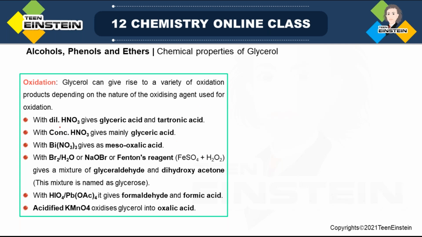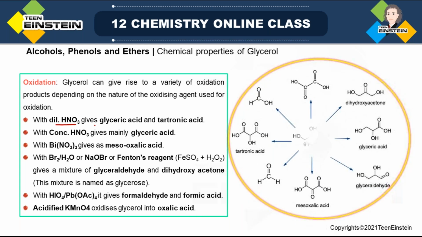When it is dilute HNO3, nitric acid, you will get from glycerol a mixture of glyceric acid and tartronic acid. So you can see this is glyceric acid, where 2 OH groups are intact and only the last CH2OH is converted to CO2H. And what is tartronic acid? The middle OH is intact, but the two terminal CH2OH groups are converted to CO2H. Okay. If it is concentrated HNO3, you will get only glyceric acid.